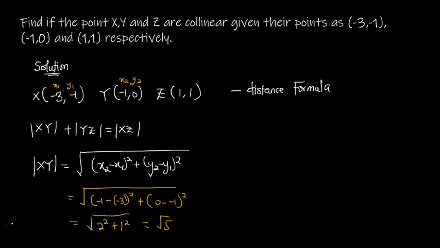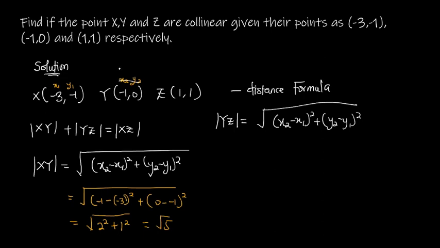Alright, so let's go ahead and calculate the distance yz. The distance yz is equal to the root of (x2 minus x1) squared plus (y2 minus y1) squared. In this case, because we are starting with point y and then z, this now becomes my x1, my y1, and this becomes my x2, my y2.